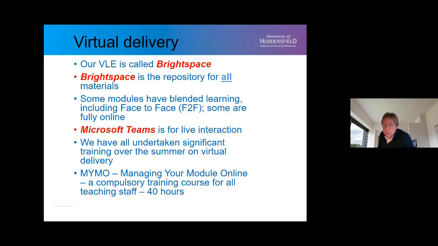We used to operate on Blackboard, which is probably the most common virtual learning platform, but we now operate on Brightspace. So all the materials that our students have are supposed to be deposited on Brightspace. Some modules that we deliver are now face-to-face with some online learning, and some are fully online. So there's a variation in what we do. We use Microsoft Teams like we're doing today for live classes. So synchronous teaching, teaching taking place at a particular point in time, is delivered by Microsoft Teams.